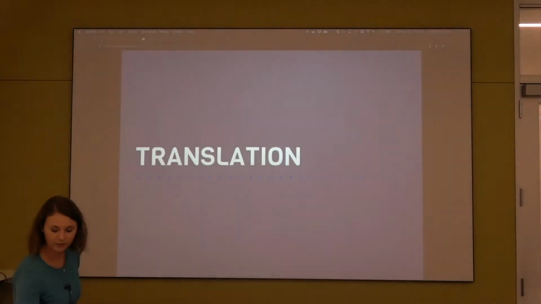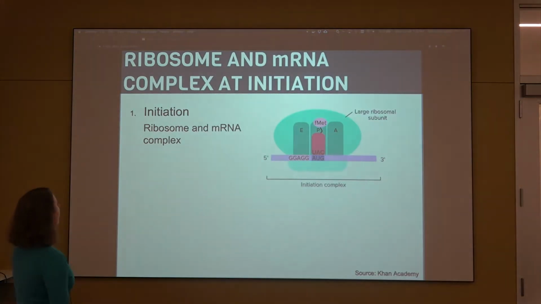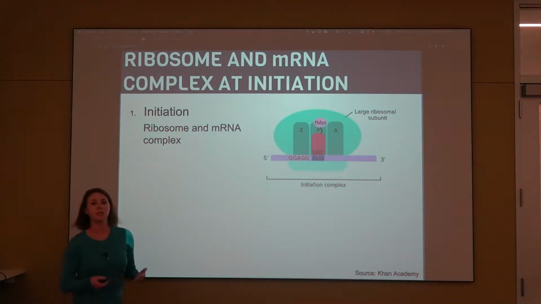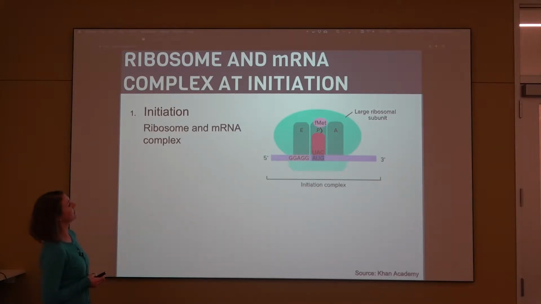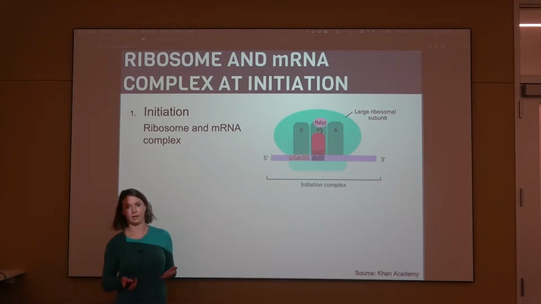All right, so let's go into making the protein. This is a process called translation. Once again, initiation is the first step in translation. What happens is the ribosome in the cytoplasm will find a mature mRNA and create a ribosome mRNA complex.